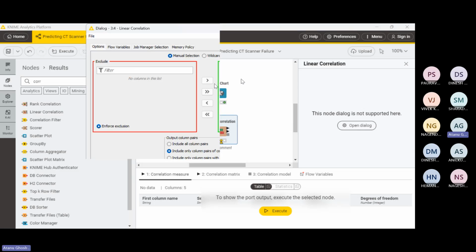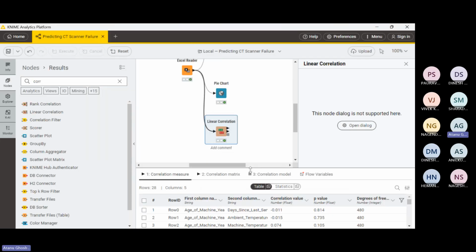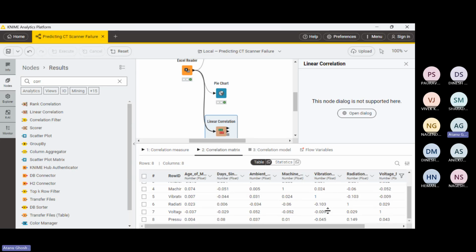So we don't want correlation with machine ID. We don't want it with any of these qualitative values. Also, of course, we don't want correlation with the outcome. We need the correlation between the features. This is the correlation matrix.